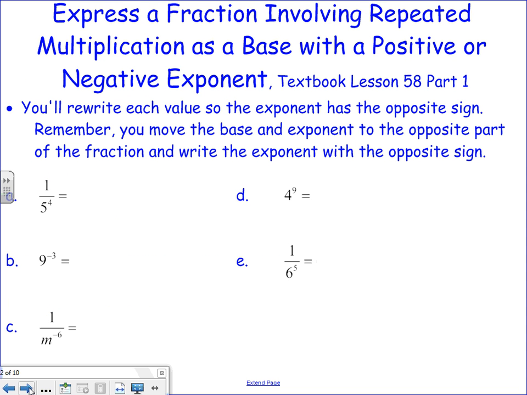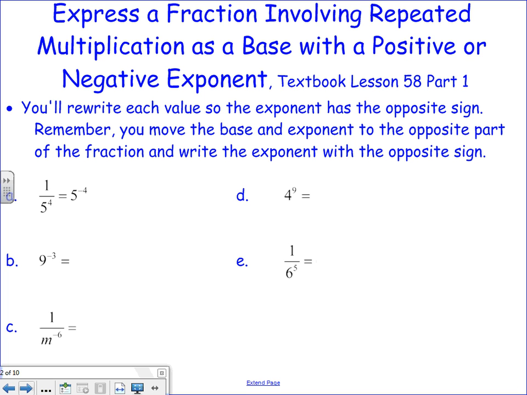First thing we're going to talk about is exponents. Okay, we'll rewrite each value so the exponent has the opposite sign. Remember, you move the base and exponent to the opposite part of the fraction and write the exponent with the opposite sign. So if we look at A, we have 1 over 5 to the 4th. So my base and exponent is in the bottom. What I want to do is move it to the top. So I'm going to have 5 over 4 on top. And then when I move that to the top, my exponent has to become negative. So we end up with 5 to the negative 4th.